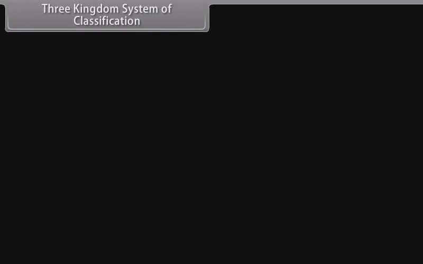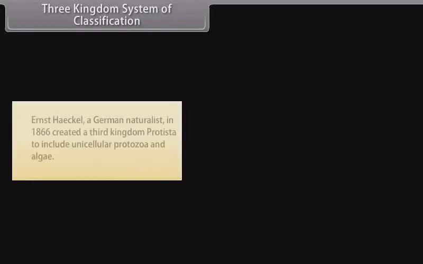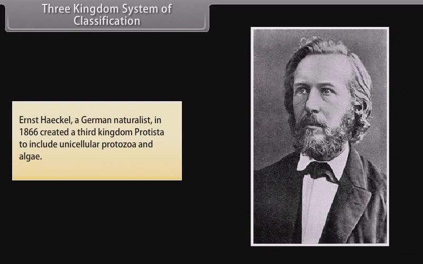Three-kingdom system of classification. Ernst Haeckel, a German naturalist, in 1866 created a third kingdom, Protista, to include unicellular protozoa and algae.